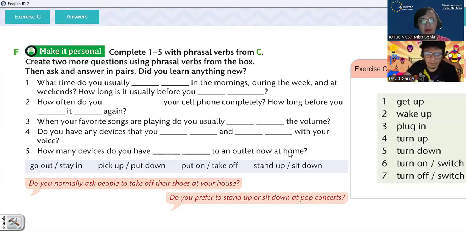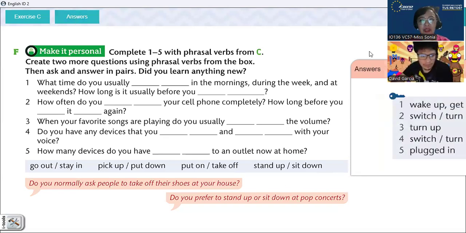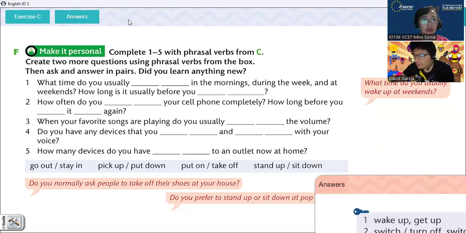Turn down? To an outlet now. Outlet, remember that it's corriente, toma corriente. Oh, I'm sorry, to plug in. Plug in to an outlet at home. So, let's check the answers. Let's check the answers, of course.